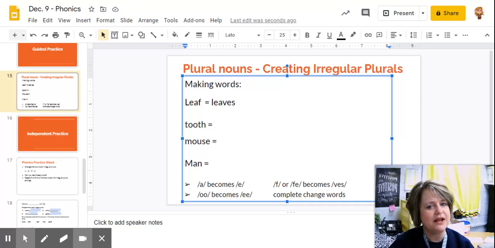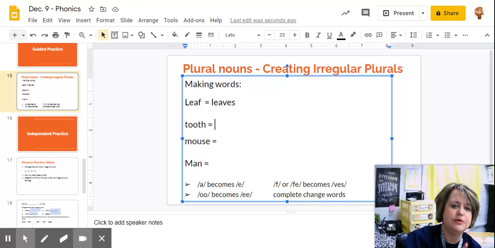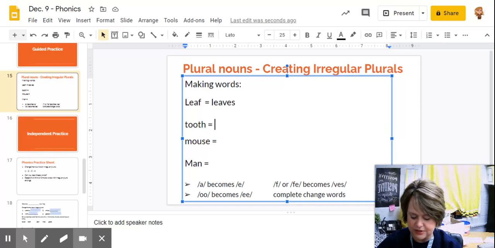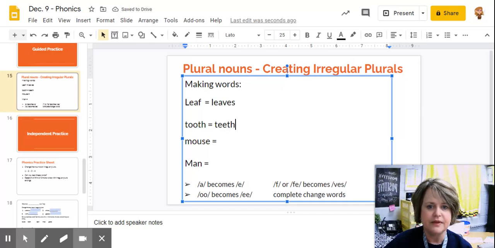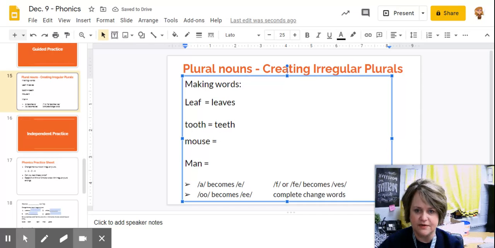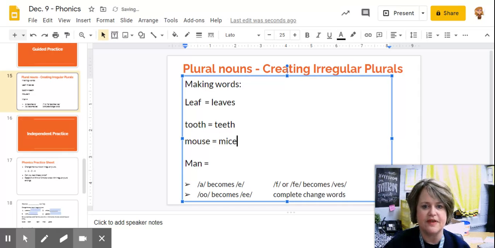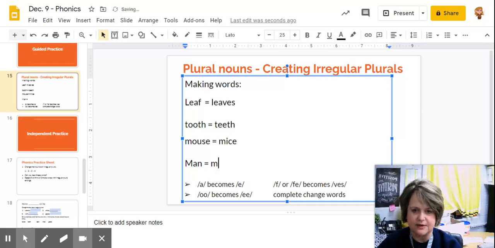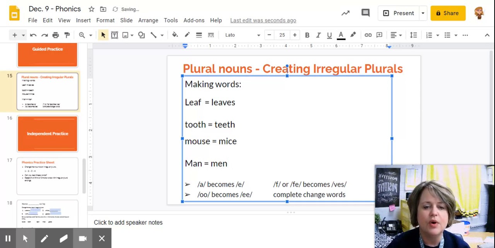Tooth. She said something about an OO, and I remember it was a double vowel. It was EE. So I'm going to do teeth. Mouse. I remember in first grade we learned this. Mouse becomes mice. There's more than one. And then the man, woman, she said we get an E. So it is men. So hopefully you were able to remember those from our lesson today. Okay? Go ahead and write those. If you need to hit pause, you can hit pause, write those into your journal so that you have those for your independent practice later to write some extra words.